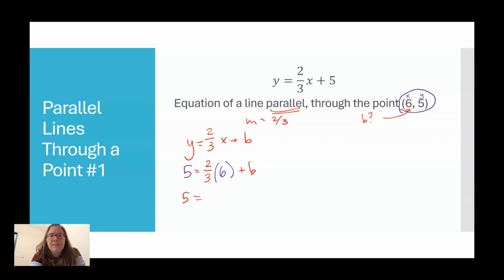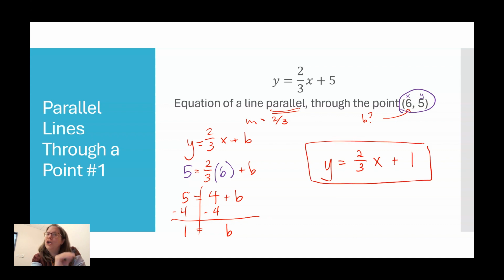2/3 of 6, 6 times 2 is 12. 12 divided by 3 is 4. I bet you can see right now what b is. 4 plus something is 5. But just to be safe, we'll subtract 4 on both sides. 1 equals b. So my equation of a line that is parallel and goes through the point (6, 5), we're going to use that 2/3 slope, and we're going to plug in this b, plus 1. My final equation should just be an equation, so I should have x and y in it, ready to get solved for another point.